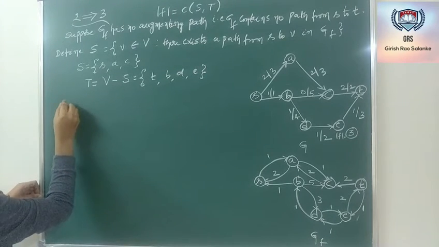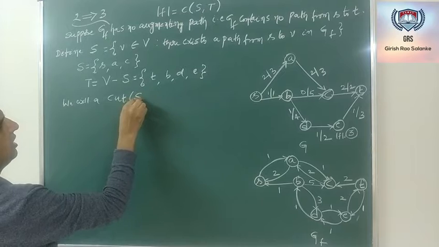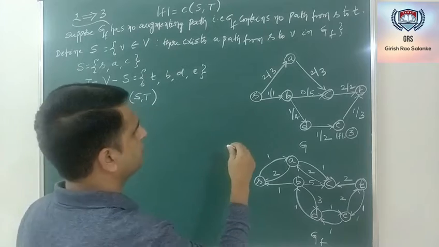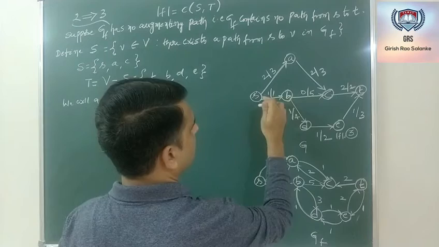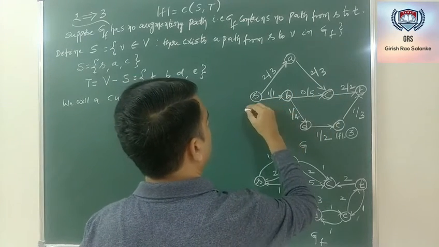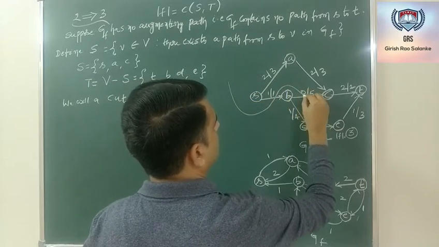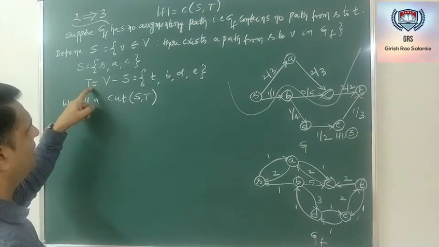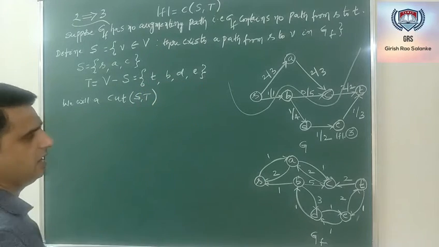Now I will define a cut. We'll have a cut, that is an ST cut on this. So if I have an ST cut, it looks something like this. That means my S should have S, A and C. Let me write it like this: S, A, C. And my T, I'm having T, that is sink, B, D and E.